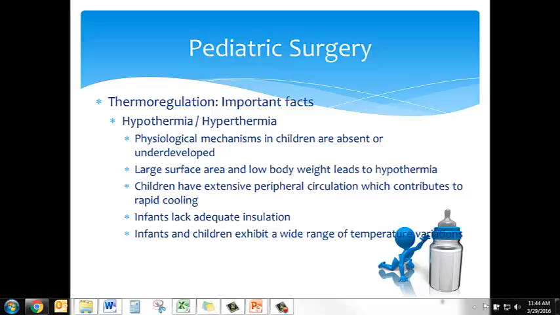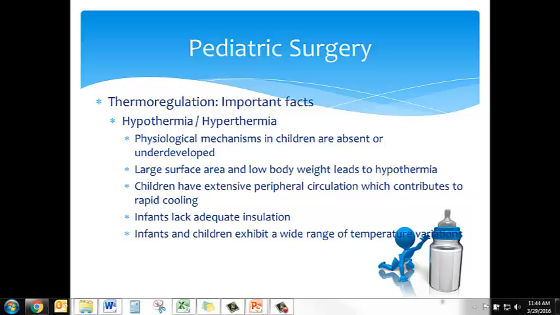One of the biggest physiological needs the pediatric patient requires is thermoregulation. Physiological mechanisms such as shivering are absent in infants. Their surface area in relation to their actual size is disproportional. They have a larger surface area and yet their body weight is relatively low, which contributes to hypothermia. Not to mention the temperature of the environment is already cold to begin with.